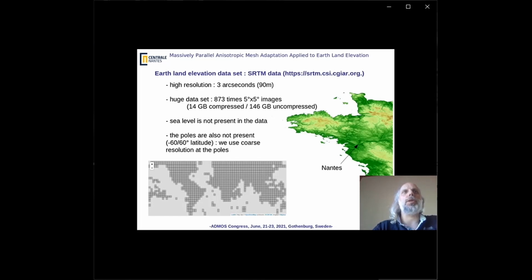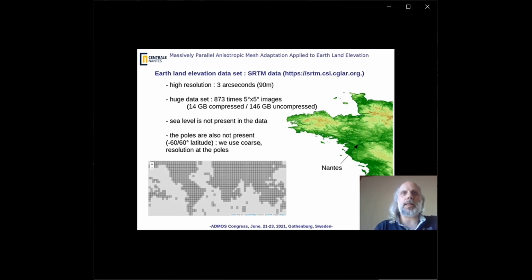After that, we want to apply this anisotropic mesh adaptation strategy to capture land elevation well at Earth scale. So we take a high resolution data set, 3 arc seconds. It's a huge data set, 14 gigabytes of compressed data, more than 10 times that uncompressed. The sea level is not present in the data set, and also the poles are not present, so we use a coarse resolution data set at the poles to complete this one. Here is an example of one subfigure close to Nantes to give an idea of the precision of this data set.